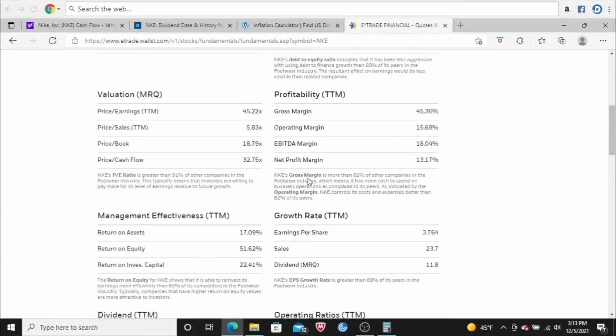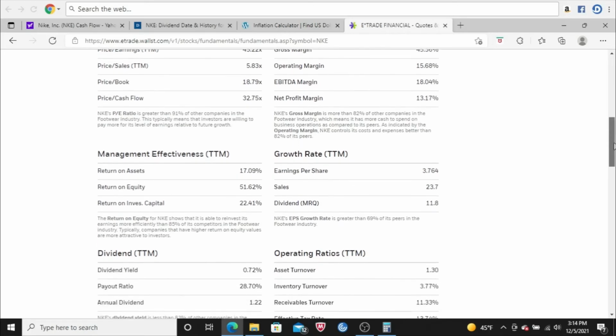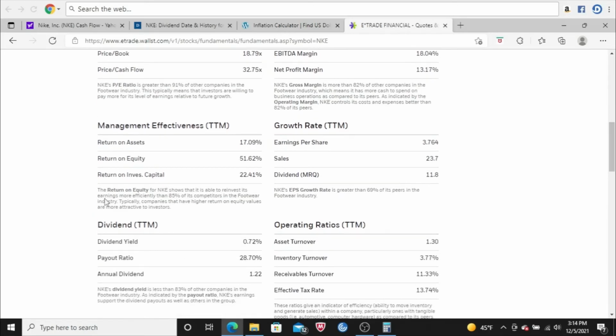Profitability: Nike's gross margin is more than 82% of other companies in the footwear industry, which means it has more cash to spend on business operations as compared to its peers. More cash is never a bad thing. As indicated by the operating margin, Nike controls its costs and expenses better than 82% of its peers. Awesome. You can't let the costs get out of control. So that's a very good sign. And right here, the return on equity for Nike shows that it is able to reinvest its earnings more efficiently than 85% of its competitors in the footwear industry.